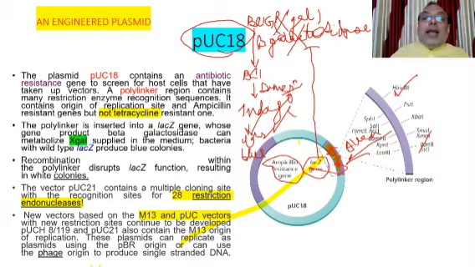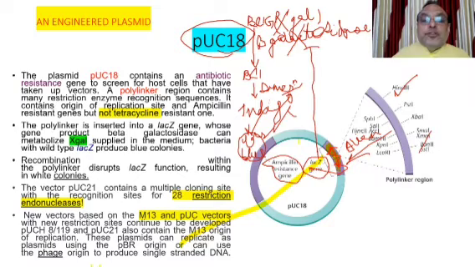Now, when beta galactosidase is absent, will this BCIG or X-gal be converted into bromochloroindoxyl? No. When bromochloroindoxyl is not produced, there is no question of its dimerization, so there is no question of its precipitation and blue color formation.